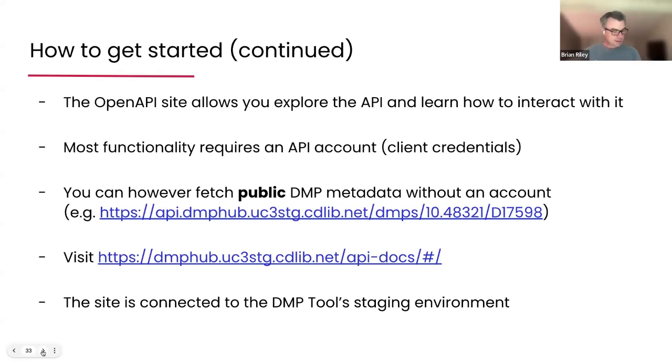So our open API site is available to you. It's attached to our staging environment. And that is because it allows you to go in and experiment and test without manipulating production data or live DMPs. You can fetch DMPs from this without an account, as long as those DMPs are public. You can also create DMPs in the staging environment within the DMP tool and publish those, and they'll be available to you via the API. Next slide, please.